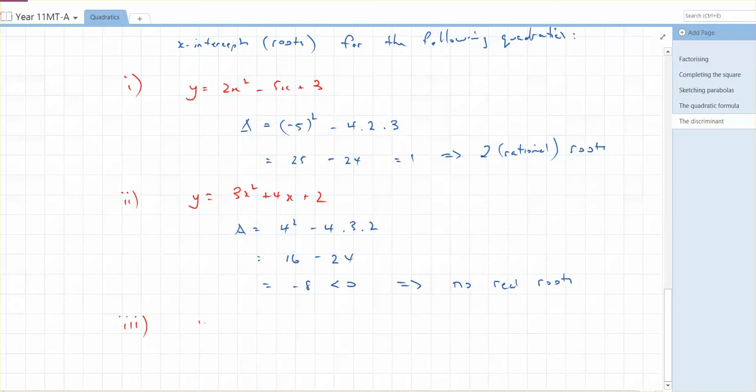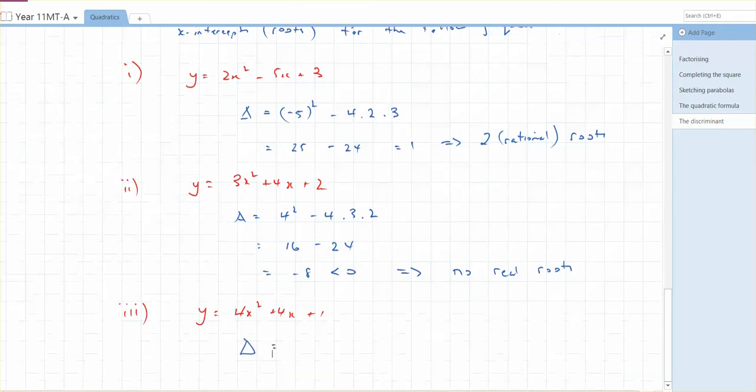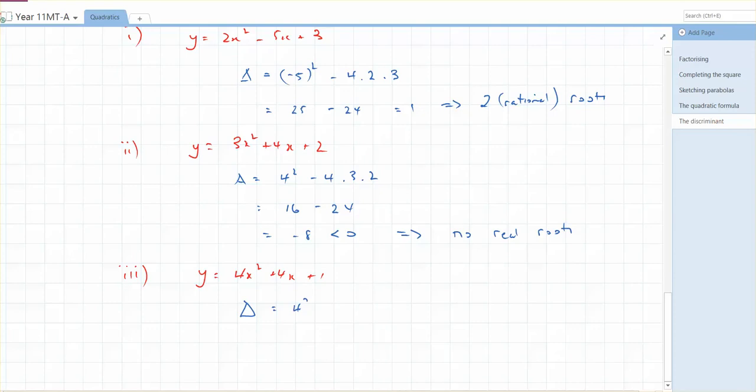Example 3, y equals 4x squared plus 4x plus 1. Let's see if we can come up with the third type of discriminant value here. In this case it's 4 squared, b squared, minus 4 times 4 times 1, 16 minus 16, well that's 0. The discriminant is 0, that means we have 1 x-intercept, 1 solution, 1 root. So there are examples.